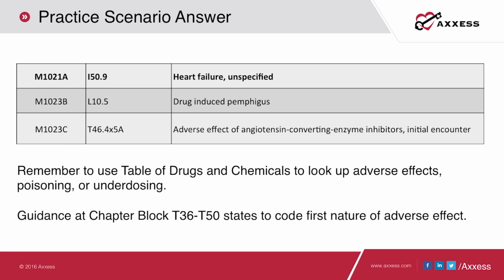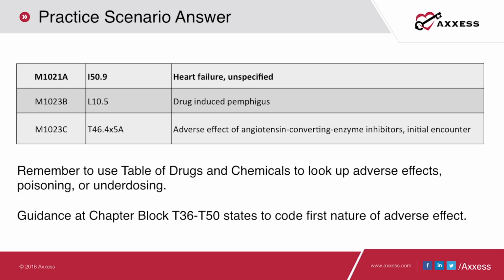All right, so your first code would be I50.9, heart failure unspecified. Now we have pemphigus due to the drug enalapril, right? So we have to know how to code that. In this case, you're going to go in your alphabetic index and you look up drug-induced pemphigus. That's L10.5. Now there's guidance that tells you to use additional code for the adverse effect if it's appropriate.